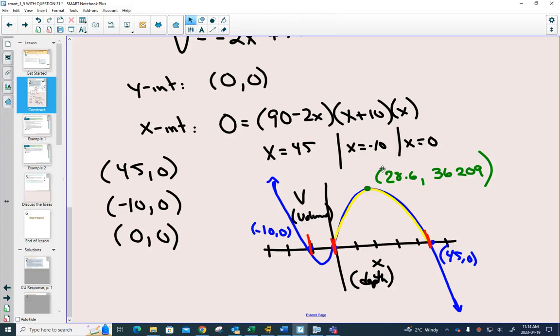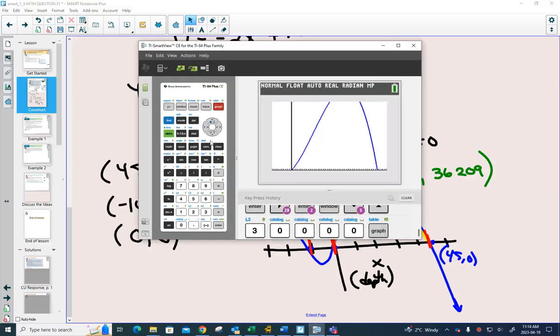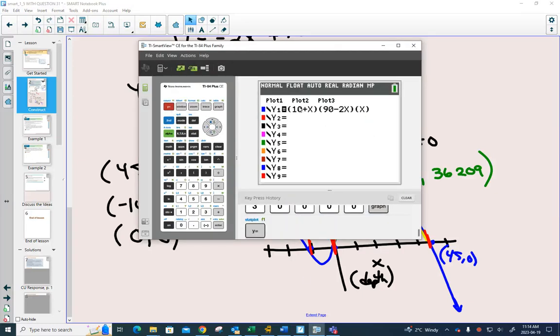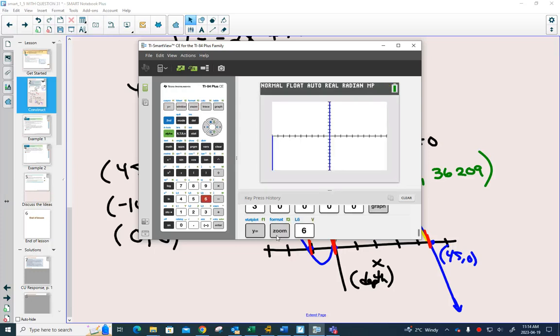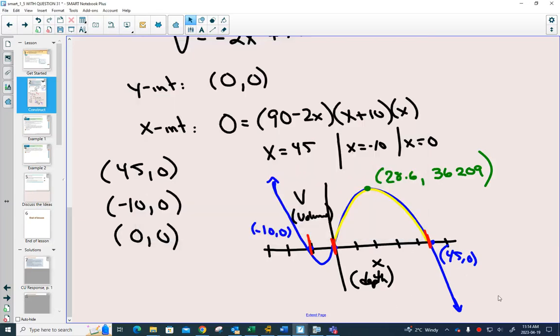So on our graphing calculator, this is going to be very similar. But this time you're going to go to y equals, and type in 10 plus x, 90 minus 2x, and x. And again, chances are when you graph it, this is what it will look like to start.